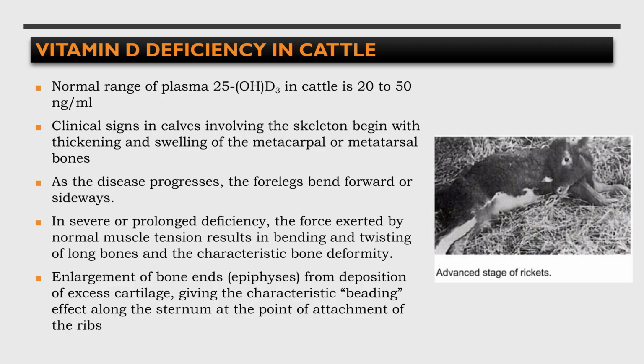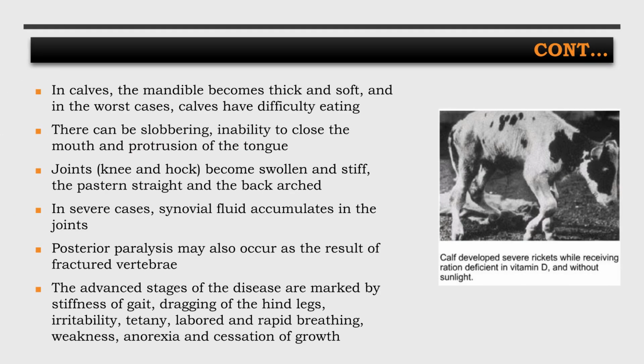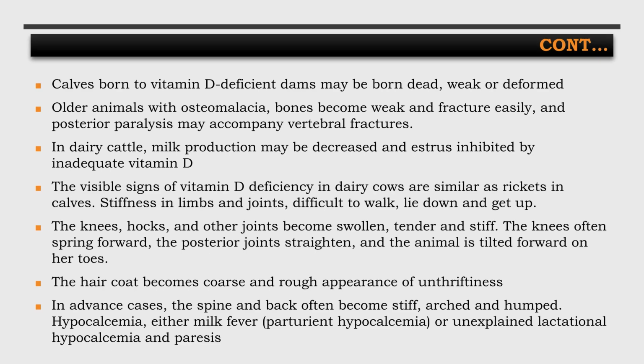Severe deficiency causes long bone bending and twisting, as well as the characteristic beading effect at the ribs. In deficient calves, the mandible may become thick and soft, causing difficulty eating, slobbering, and tongue protrusion. Joints become swollen and stiff, and posterior paralysis may occur from fractured vertebrae. Advanced stages show stiffness, weakness, and cessation of growth. Calves of deficient dams may be born dead or weak.